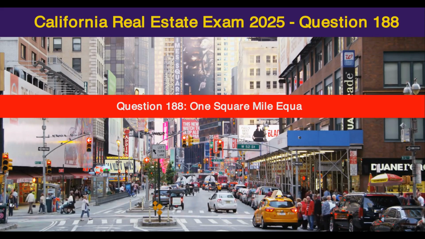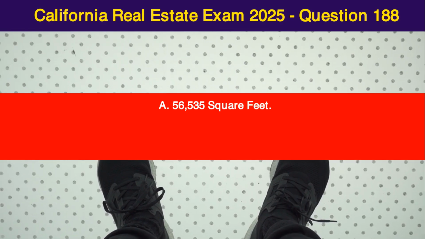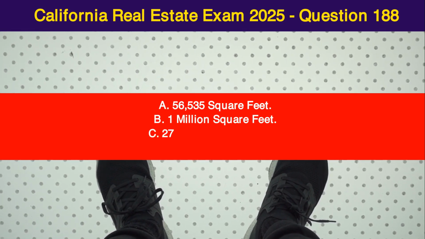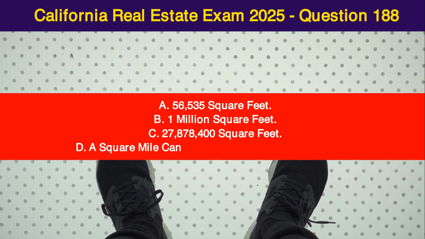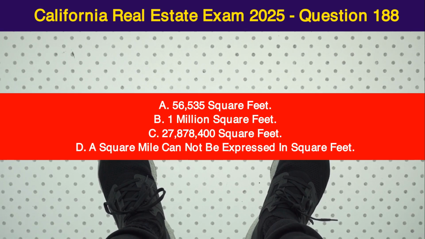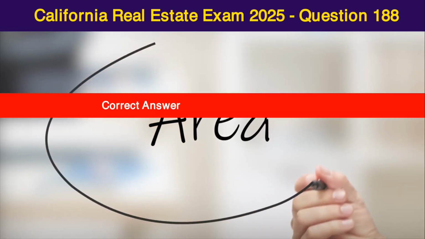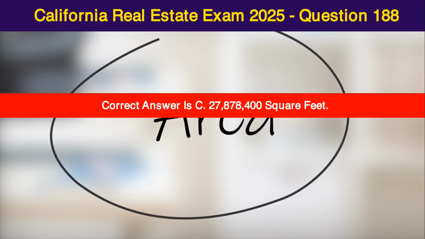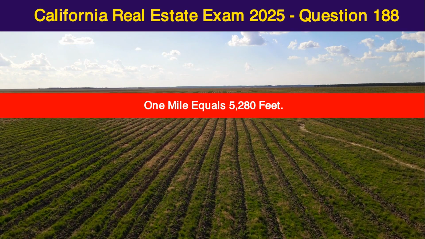Question 188. 1 square mile equals A. 56,535 square feet, B. 1 million square feet, C. 27,878,400 square feet, D. A square mile cannot be expressed in square feet. Correct answer is C. 27,878,400 square feet.